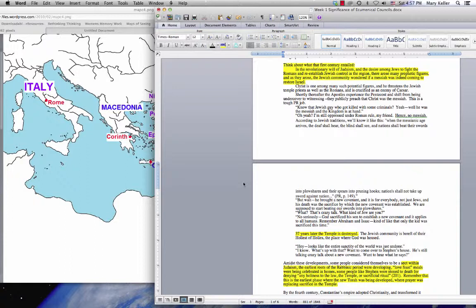And so the first guy said, well, wait, he brought a new covenant. It's for everybody, not just Jews. And his death was the sacrifice by which the new covenant was established. Don't you get it? His death is the divine moment. It is the new covenant. We are supposed to start beating our swords into plowshares now. It happened, don't you see? Right? And that's crazy talk.